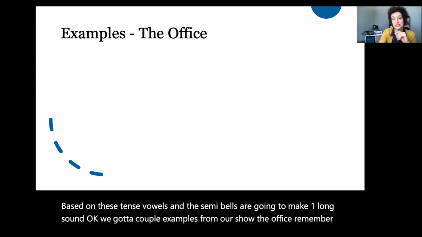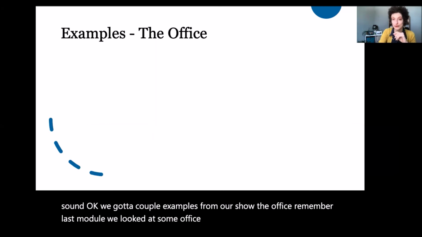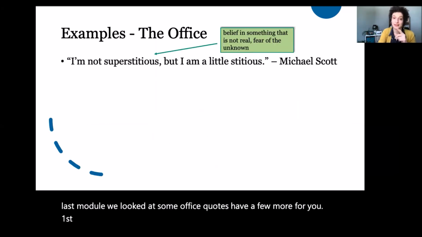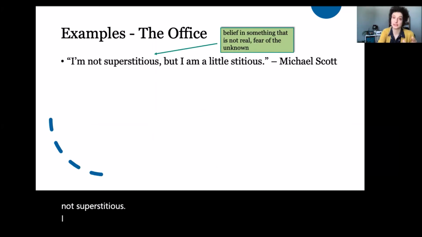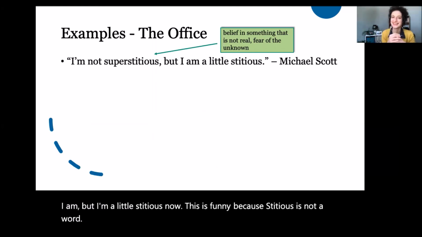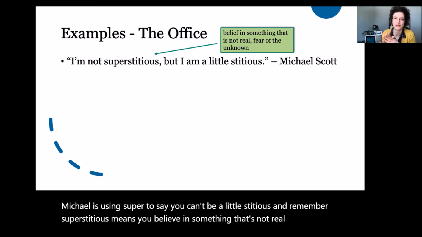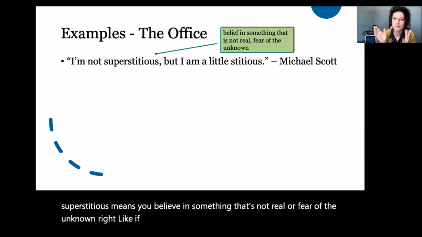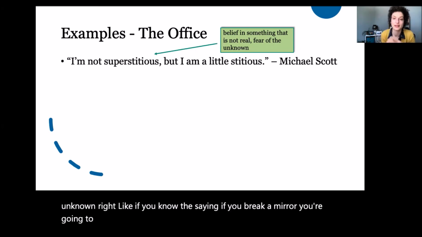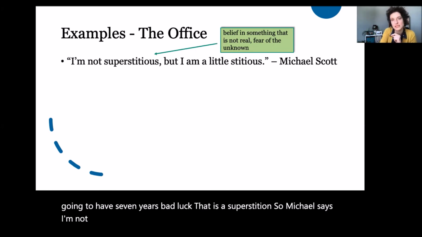Okay, we got a couple examples from our show, The Office. Remember last module, we looked at some Office quotes. I have a few more for you. First one is from Michael. I think this is pretty hilarious. Michael says, I'm not superstitious, but I'm a little stitious. Now this is funny because stitious is not a word. Michael is using super to say you can't be a little stitious. And remember, superstitious means you believe in something that's not real or fear of the unknown. Like the saying, if you break a mirror, you're going to have 7 years bad luck. That is a superstition. So Michael says, I'm not superstitious, but I am a little stitious.